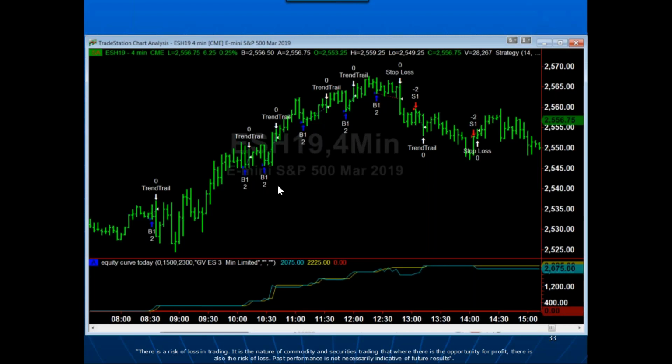Same way on trade number 1, 2, 3, 4. Trend trail, same thing. Trade number 5, trend trail, hit the same thing. And we got up here on the last long trade, we got stopped out. That is an indication that we're over with that trend. We're going to start looking at the other side.